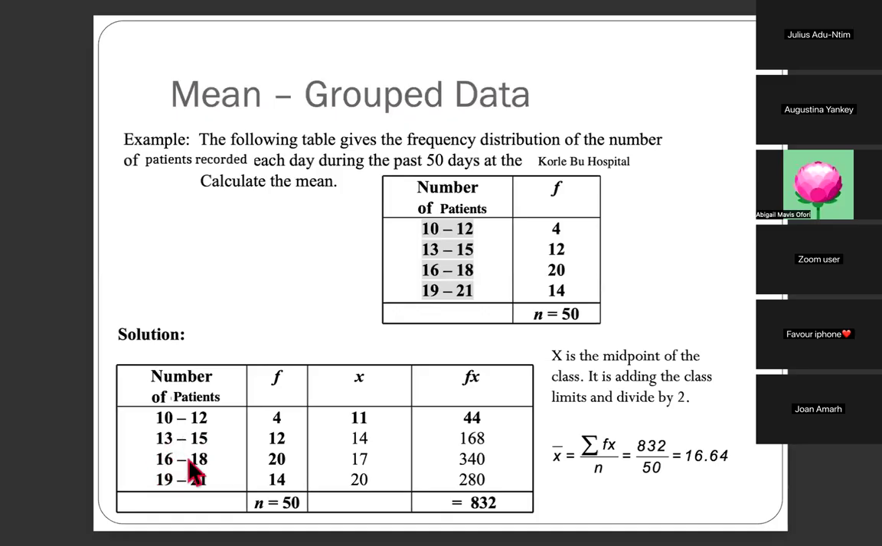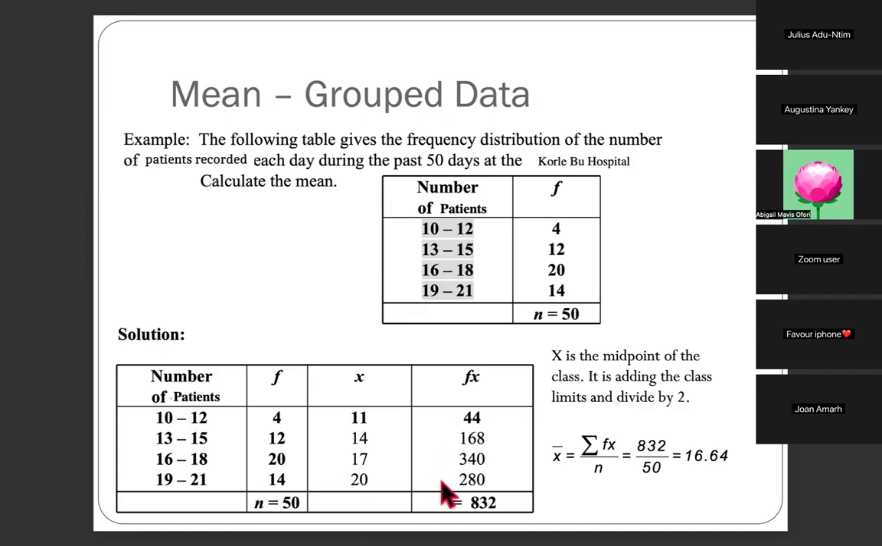And if you have 16 plus 18, this will give us 34. 34 divided by 2 will give us the class midpoint of 17. If we have 19 plus 21, this will give us 40. 40 divided by 2 will give us this class midpoint. Okay, so we have seen how we can find our class midpoint. The midpoint is the average of the two.